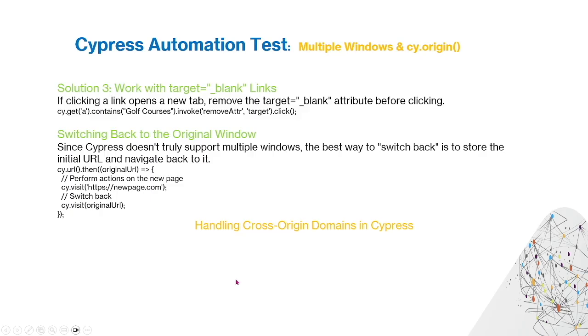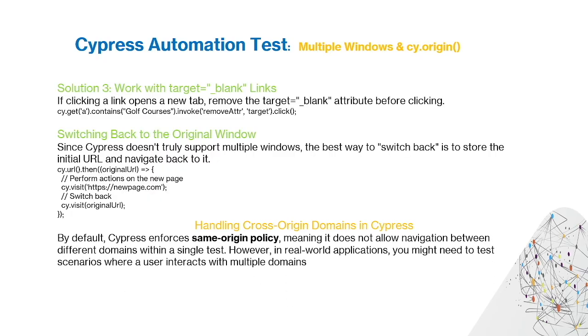Handling cross-origin domains in Cypress. By default, Cypress enforces the same origin policy, meaning it does not allow navigation between different domains within a single test. However, in real-world applications, you may need to test scenarios where the user interacts with multiple domains. Cypress introduced the Cypress origin function to handle cross-origin navigation.